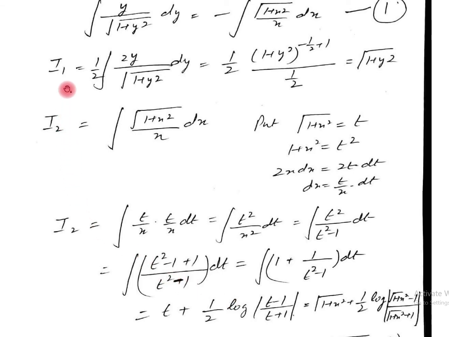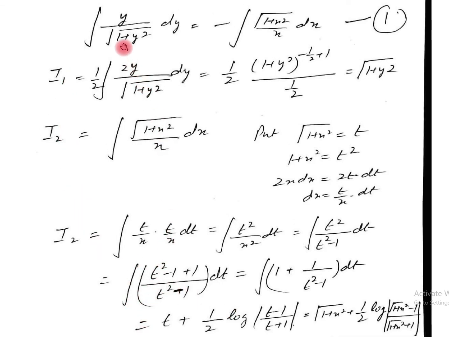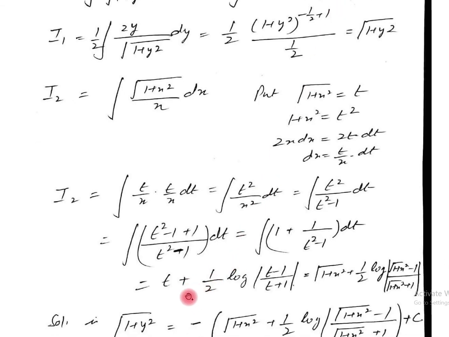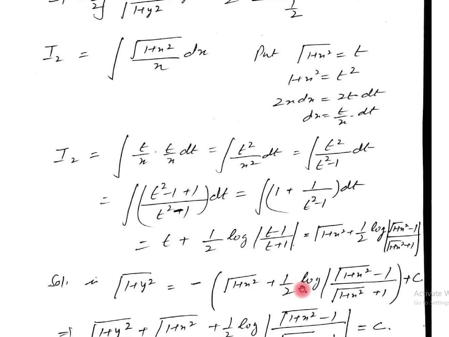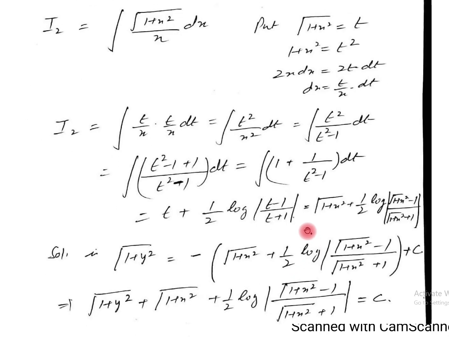Now we have the values of I1 and I2, so putting them in equation 1, the solution is √(1 + y²) = minus the value of I2. Then simplifying all these, we take all these terms to the left hand side. It becomes √(1 + y²) + √(1 + x²) + 1/2 log((√(1 + x²) − 1)/(√(1 + x²) + 1)) = c. It will be the required solution of the given differential equation.